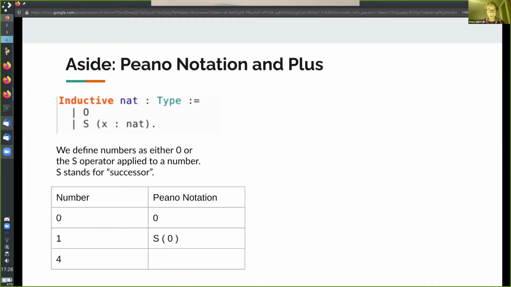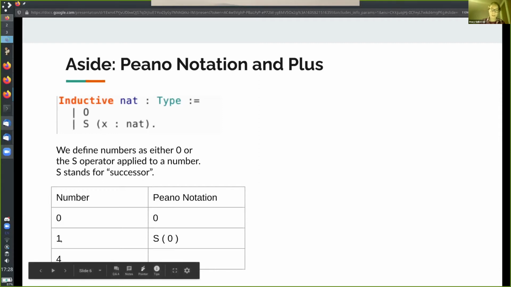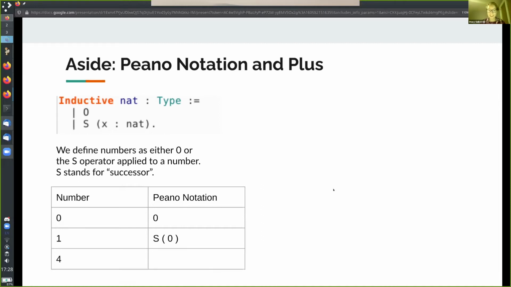So 0 is just going to be constructed using the 0 constructor. 1 is going to be constructed using the S constructor, which stands for successor, applied to 0. Can anyone think of what the number 4 would look like in this Peano notation?